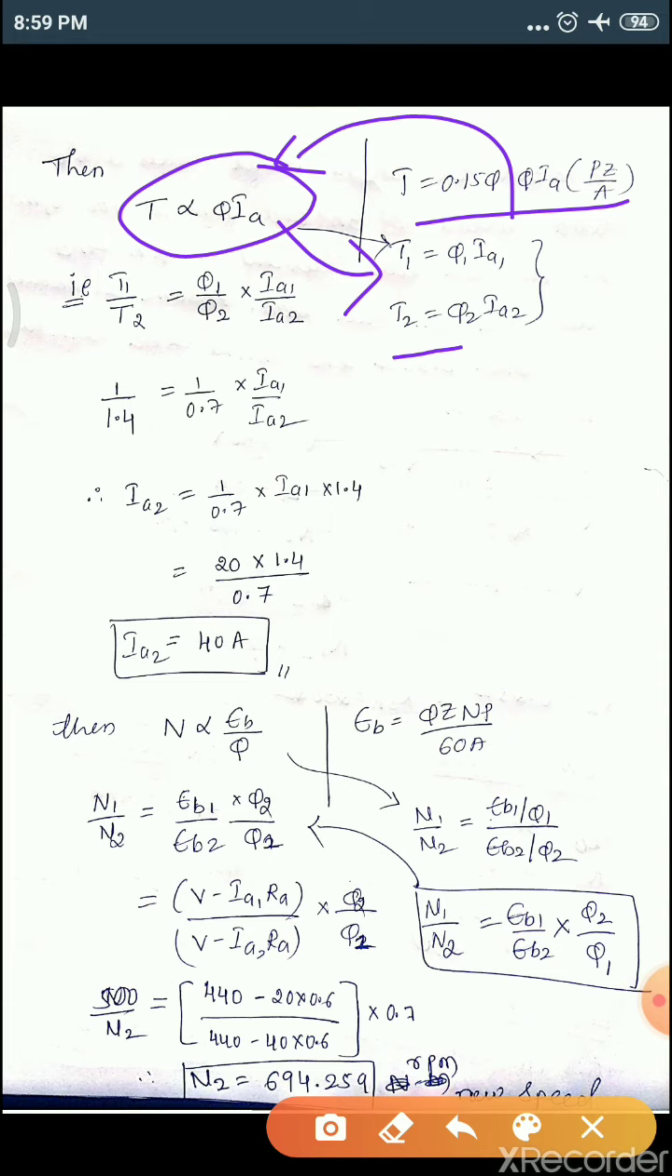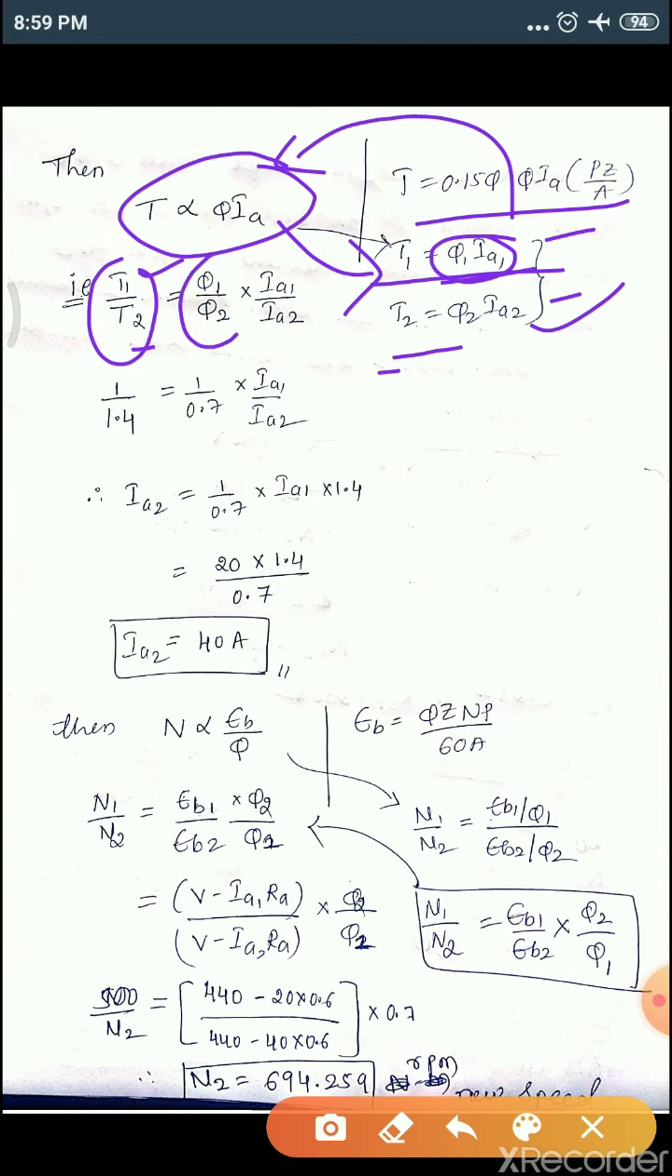Let's take T1 as phi 1 Ia1, and T2 as phi 2 Ia2. Taking the ratio of both equations, T1 divided by T2 is nothing but phi 1 Ia1 divided by phi 2 Ia2, as you know. Here the ratio T2 by T1 is 1.4.